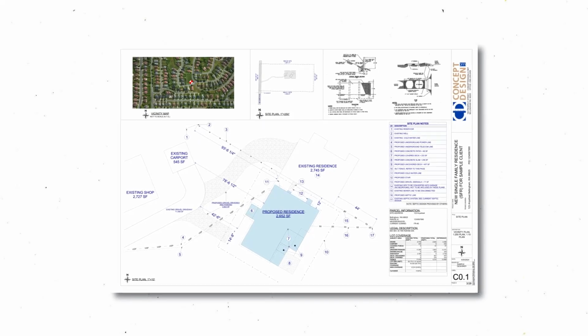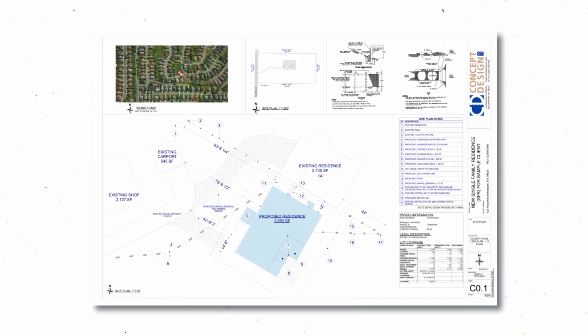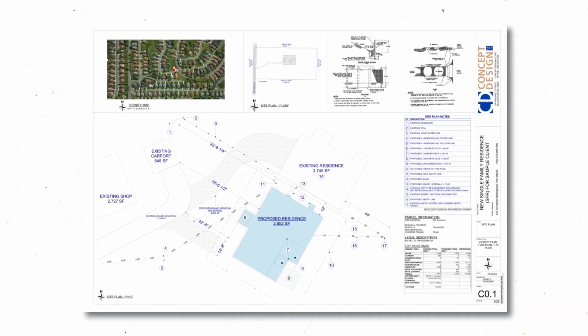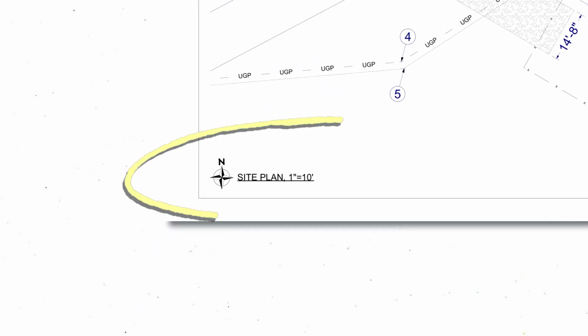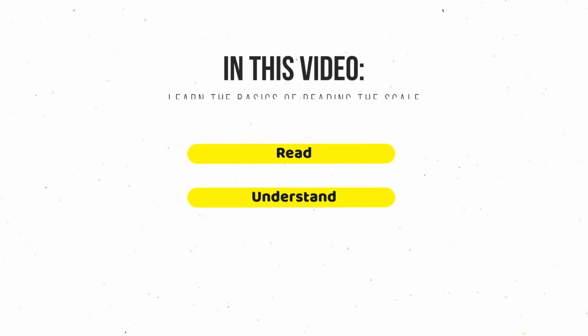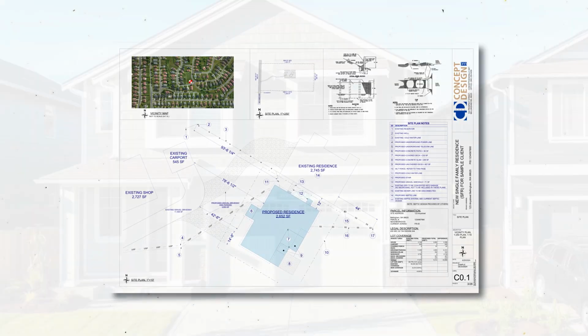When you're reading a blueprint, you're not looking at a full-size drawing of the building. Instead, everything is scaled down to fit on a page. But how do you go from what's on the paper to the actual size in the real world? That's where the scale comes in. In this video, we're going to break down how to read and understand blueprint scales so you can confidently interpret measurements and bring a project from paper to reality.